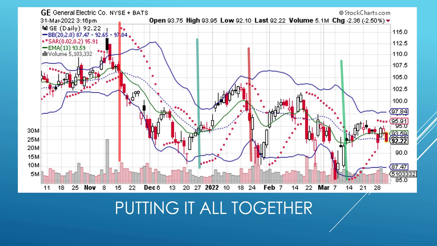Basically speaking, if you're a conservative trader, you would wait for those indications before you would actually place a trade for bull or bear markets.